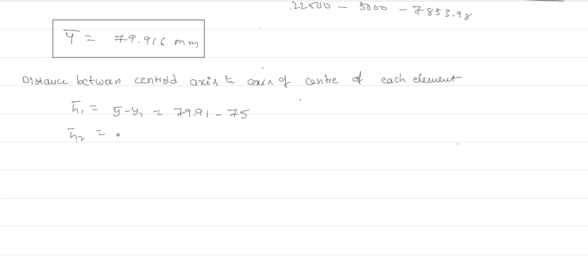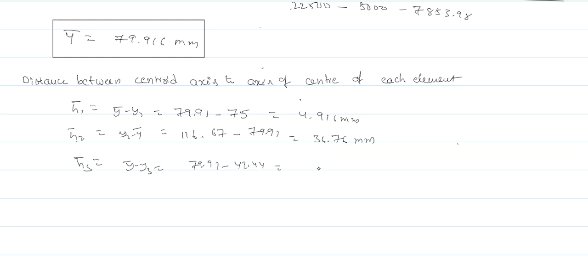Similarly, h2 bar is equal to y2 minus y bar. Largest value minus smallest value. 116.67 minus 79.91. This value is 36.76 mm. Similarly, h3 bar is equal to y bar minus y3. That is 79.91 minus 42.44. That means 37.47 mm. So you will get the values like this.